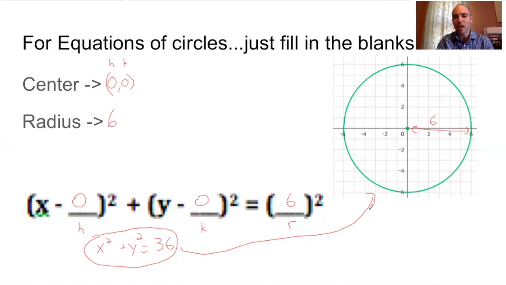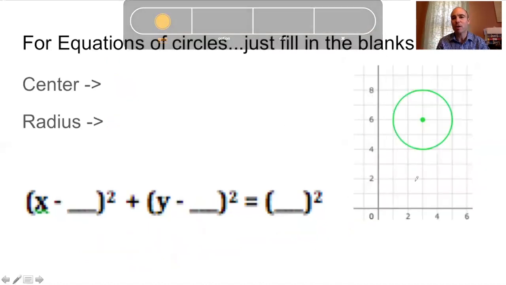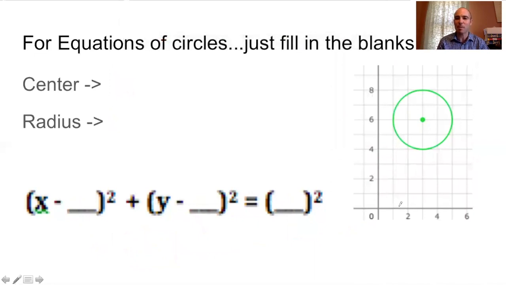Now I know that was a basic example because the center was the origin, but let's see what happens when we start shifting that circle around. Here is another one from your IXL assignment. So we've got the center here. This is the same one I used before this. So the center is (3, 6). And the radius is the same as it was before. It is 2. So I just fill in the blanks. The center, 3, 6, and then the radius is 2.